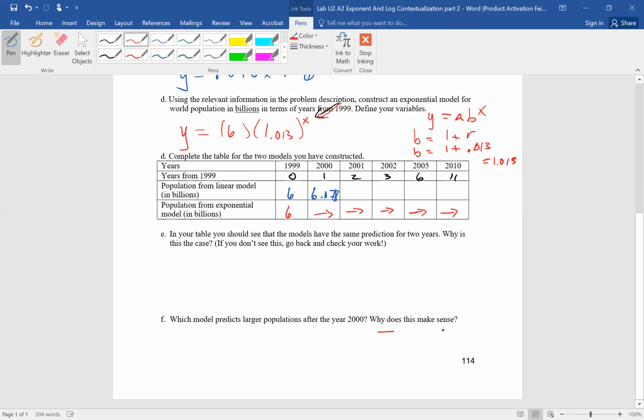And that's why this makes sense. You can say exponential functions always dominate. Okay, so which model? The exponential one. And you could say because exponential functions always dominate in the long run.